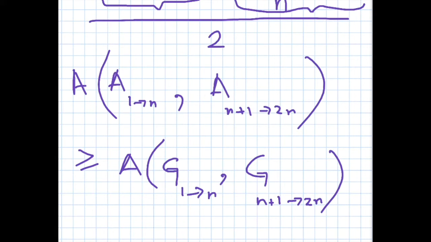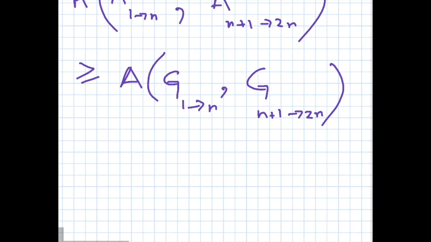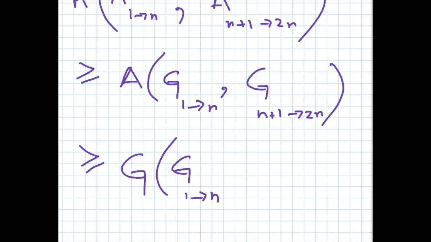And what does our base step say? Our base step says that if we have two numbers and their arithmetic mean is greater than their geometric mean, then this is greater than the geometric mean of 1 to n and the geometric mean of n plus 1 to 2n. Now the question is whether this is equal to the geometric mean of 1 to 2n or not.